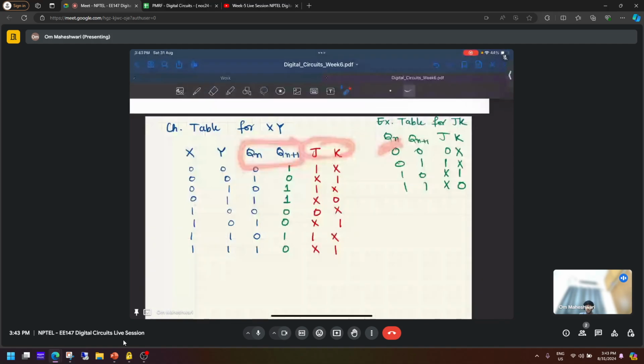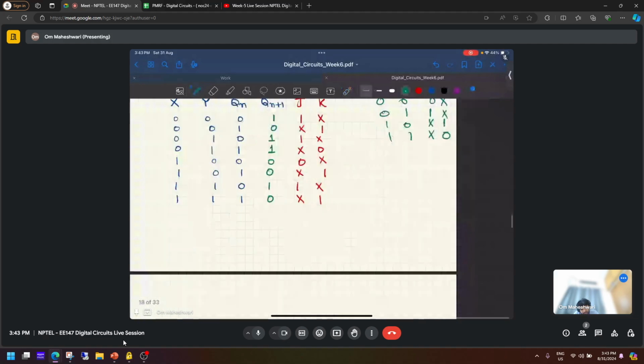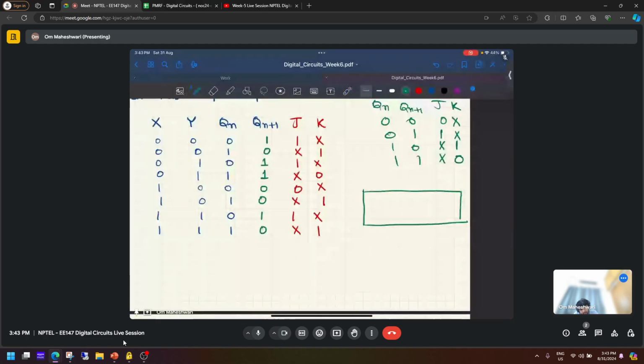Now the third step is we have to write J in terms of X, Y, and Qn, and also K in terms of X, Y, and Qn. So we need two K-maps. We will have three-input K-maps now.